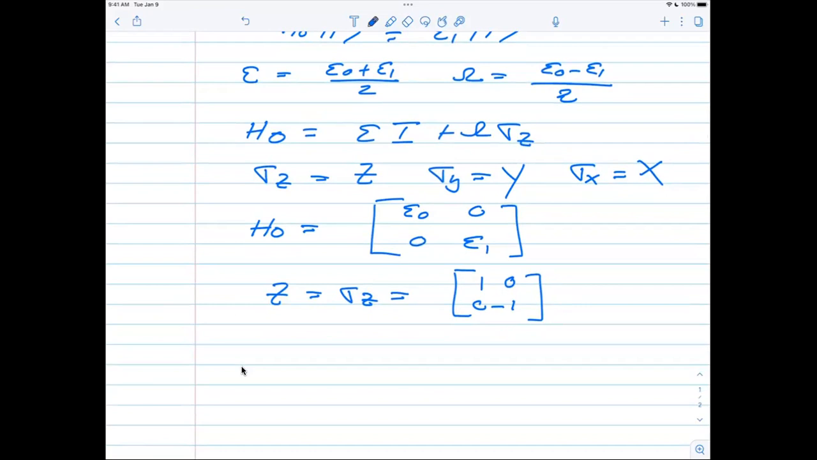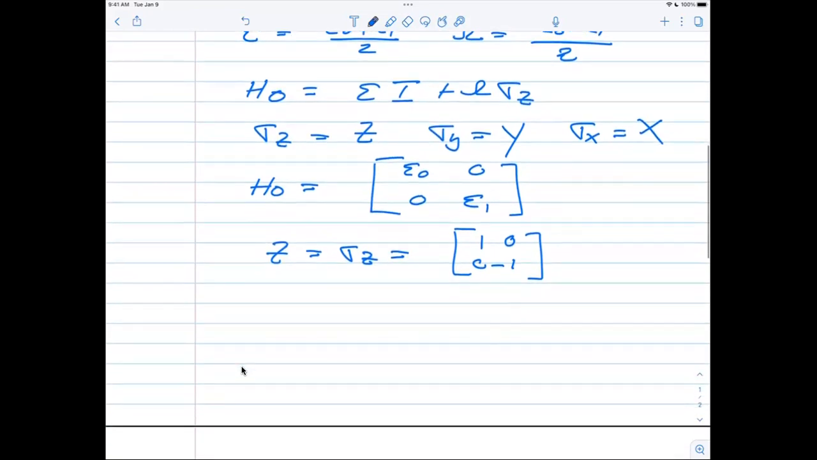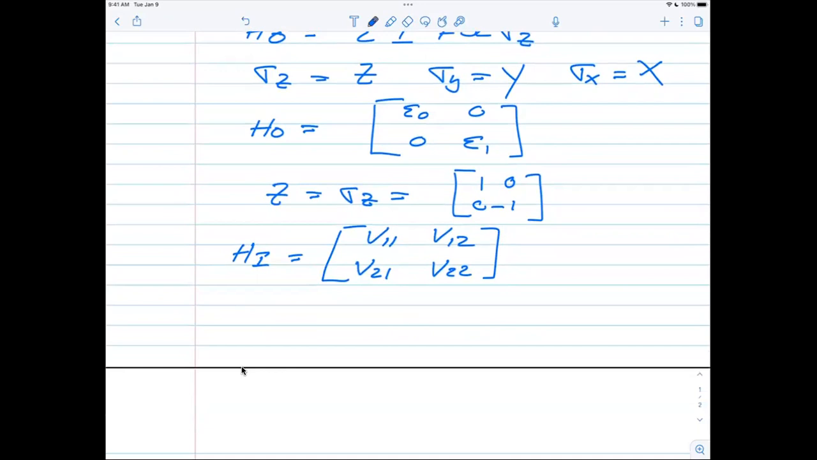Now what I can do next is to rewrite the interaction piece. So this HI is actually going to be given by matrix elements, which I'm going to call V11. So there could be some interaction matrix elements. These matrix elements here are the same, the non-diagonal ones. And then I have a V22 here. Now, again, I'm going to define some new constants.